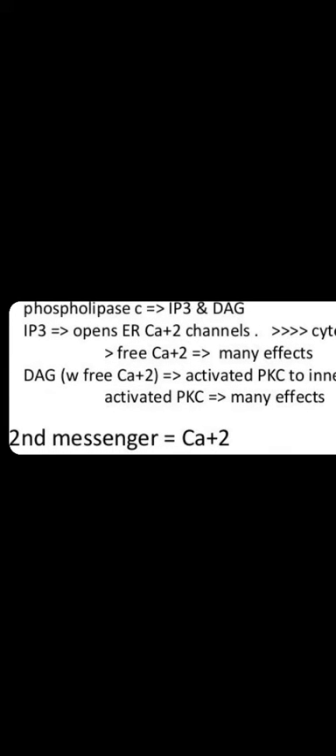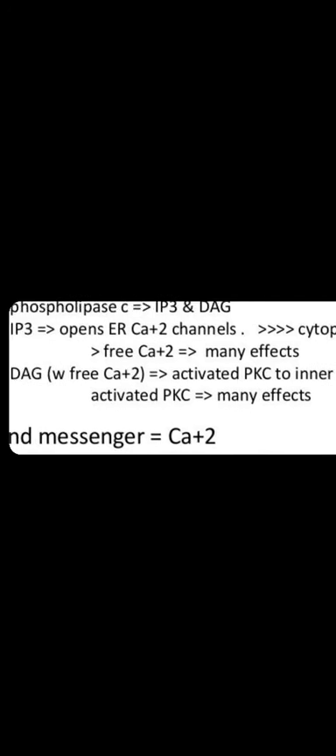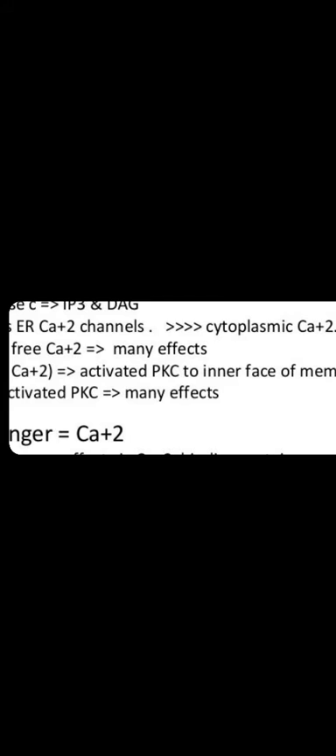DAG, diacylglycerol, is a calcium channel modulator which activates the phosphokinase C system on the inner surface of the membrane and activates phosphokinase C. This will lead to release of calcium. Release of calcium leads to cell relaxation.